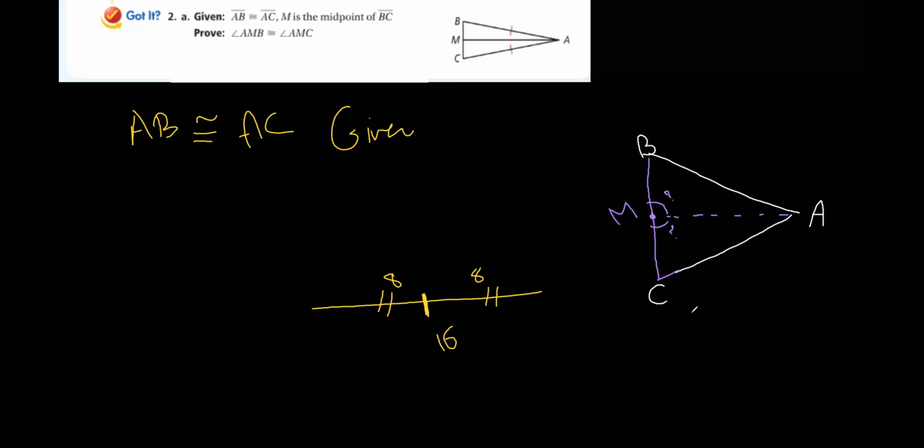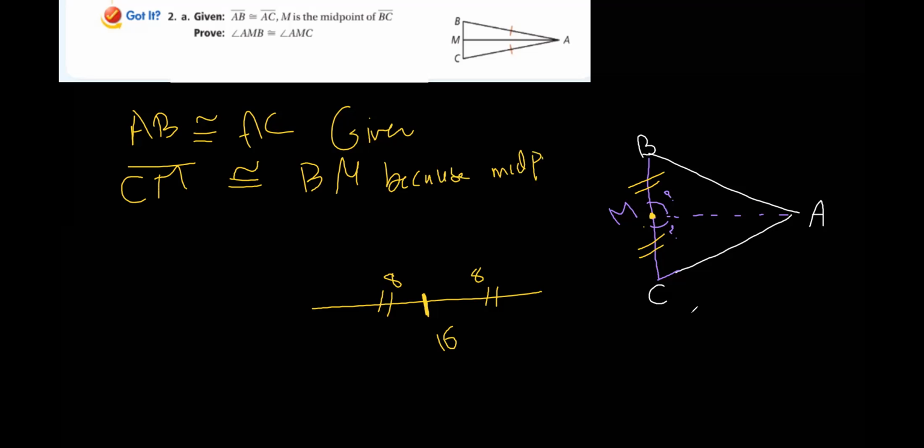Yes. So here also the same. Since the midpoint, he told me that M is a midpoint of this line. So can I say that CM is congruent to BM? Yes. So CM is congruent with BM because the midpoint M divides the line BC.